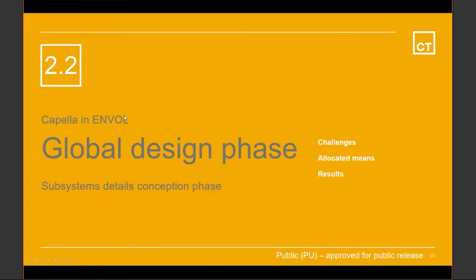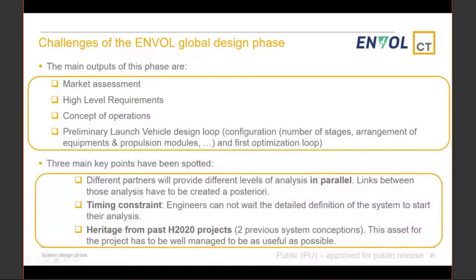I will go phase by phase. First, the global design phase. How do we use Capella in this phase? In the global design phase, there are four main outputs, which we will see match a little with the Arcadia perspectives. The outputs are market assessment, high-level requirements, concept of operation, and a preliminary vehicle design loop. That is interesting since it matches, a little, operational analysis, system needs analysis, logical architecture, and physical architecture, which are the four perspectives of Arcadia.